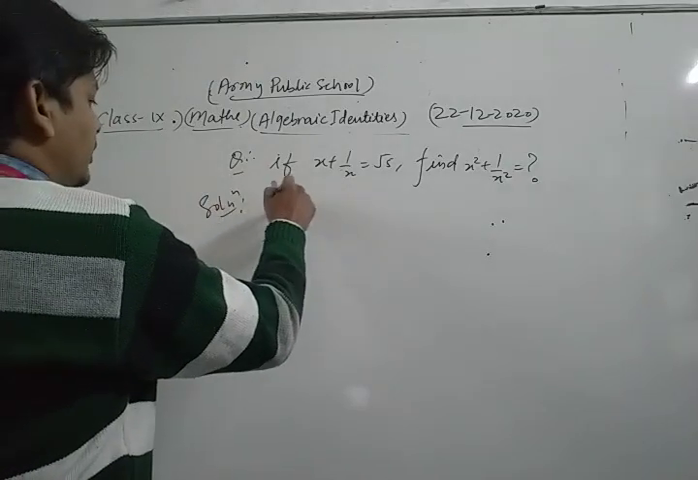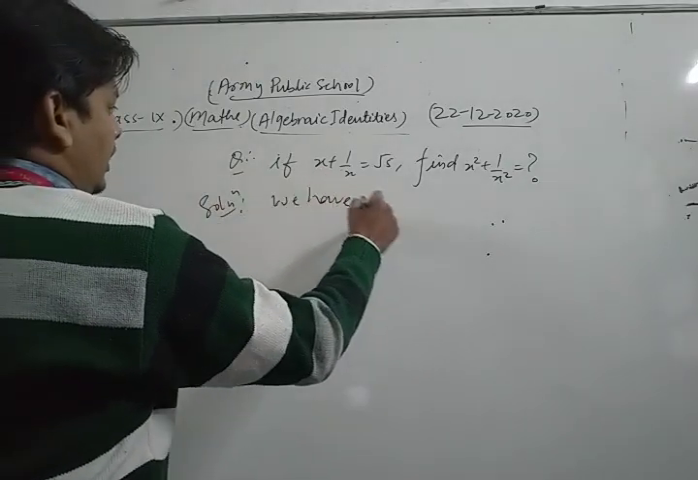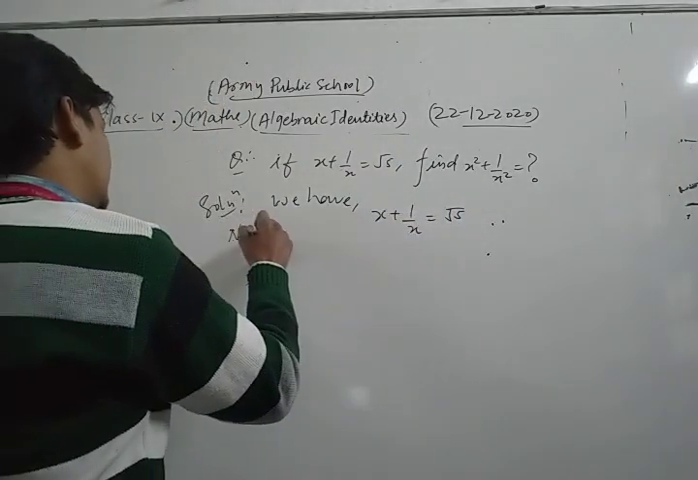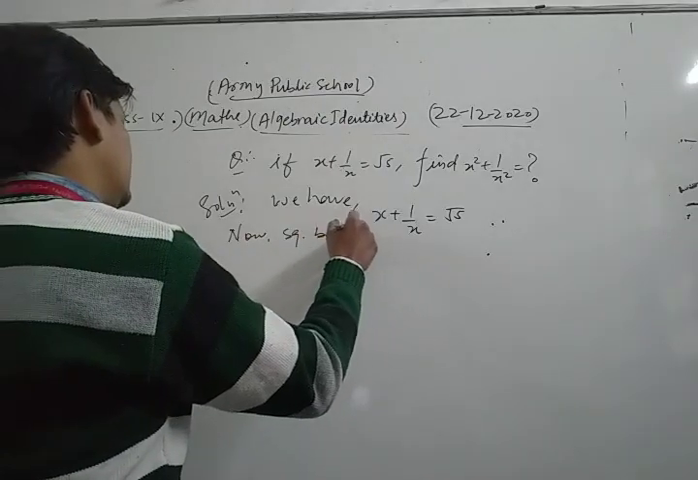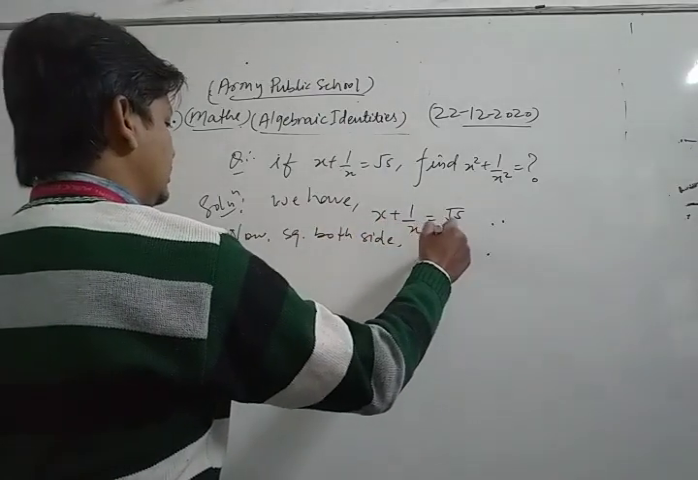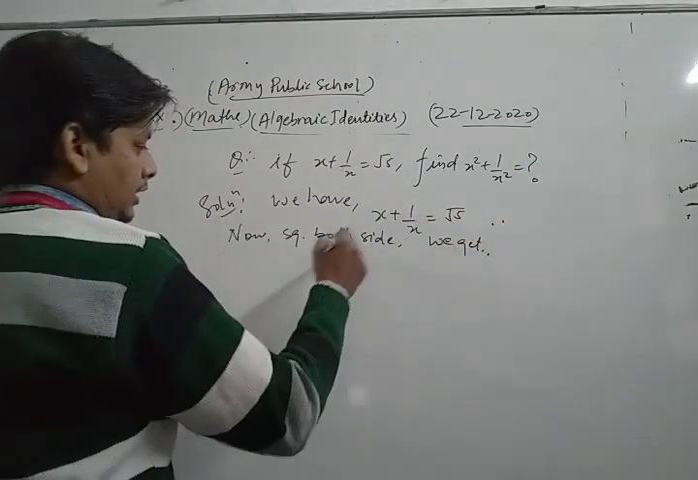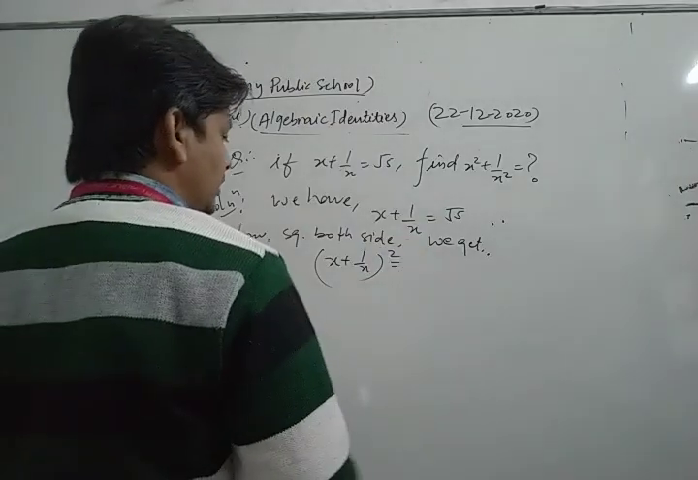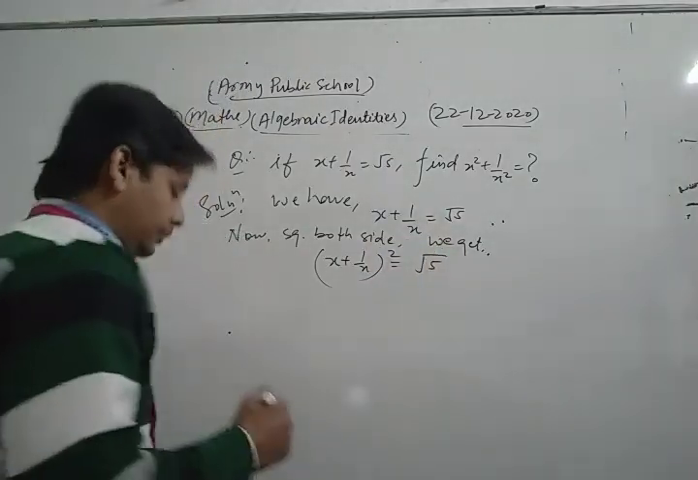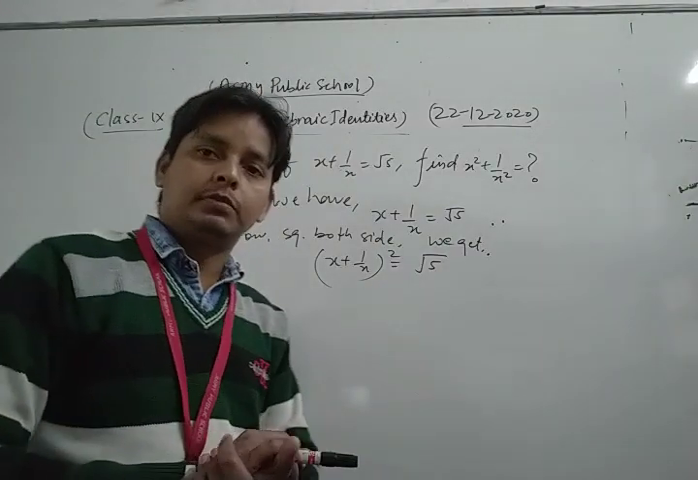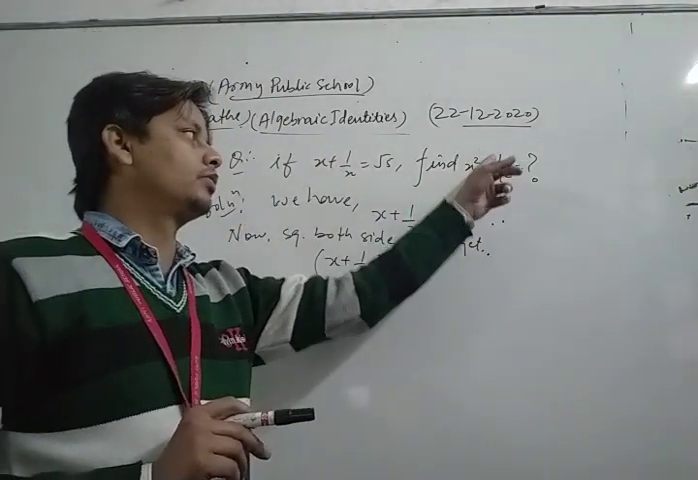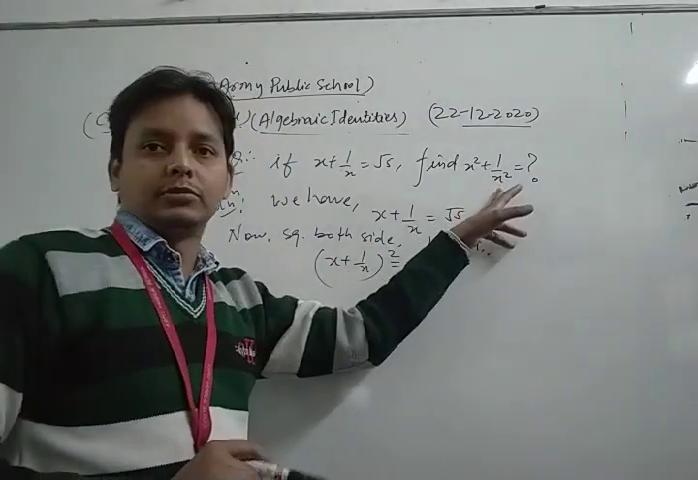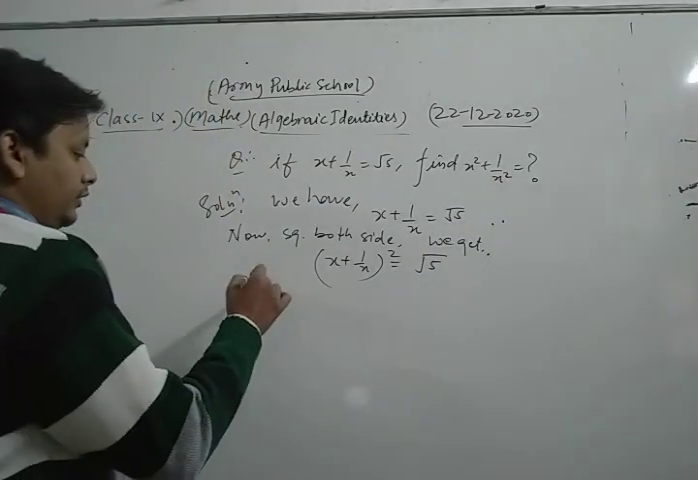First of all, dear friends, we have x plus 1 upon x is equal to under root 5. Now squaring both sides, we can write (x plus 1 upon x) whole square is equal to (under root 5) square. Why are we squaring both sides, dear student? Because we need to find the value of x square plus 1 upon x square, and if we square both sides then we get those terms.